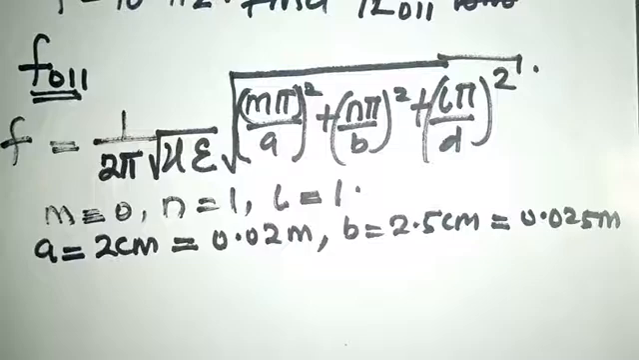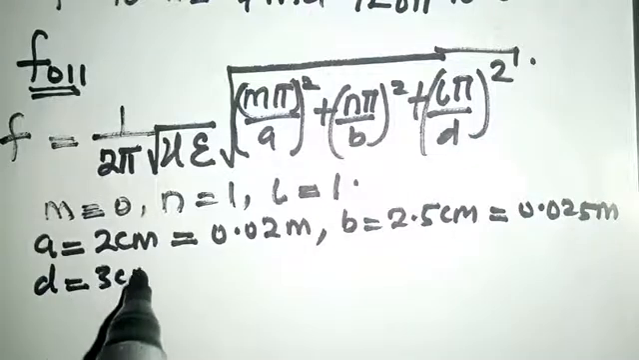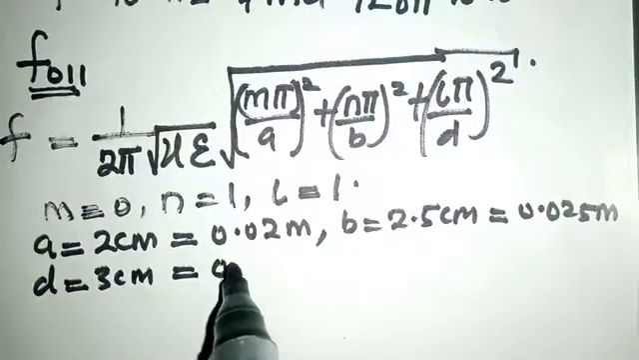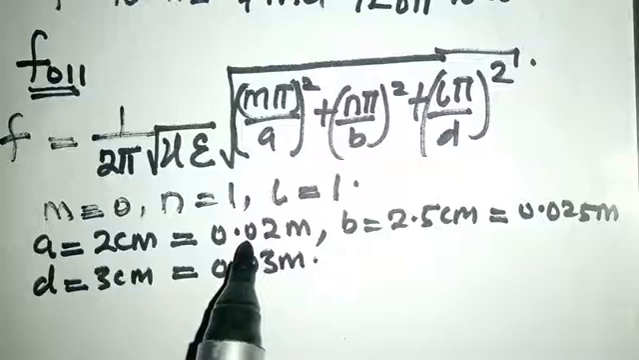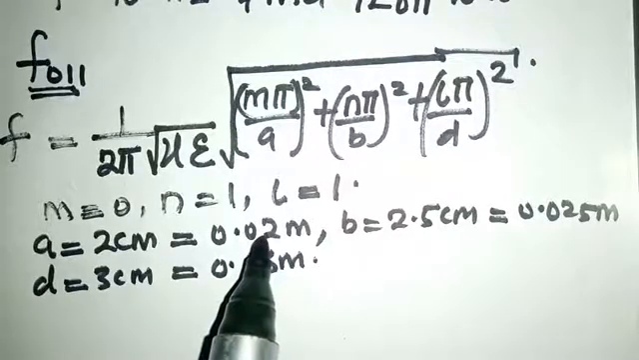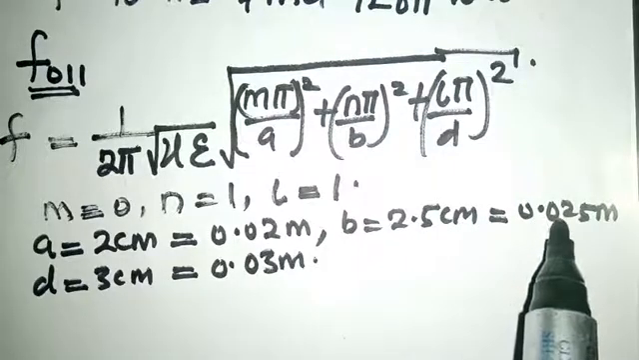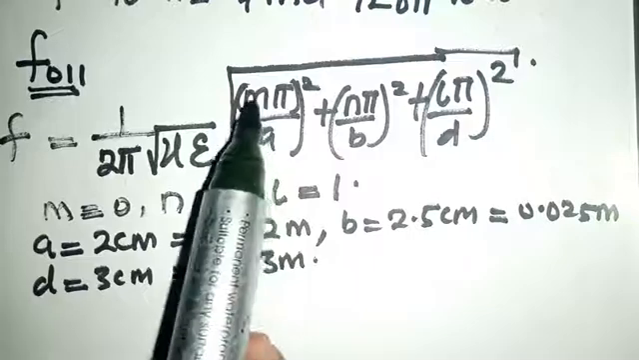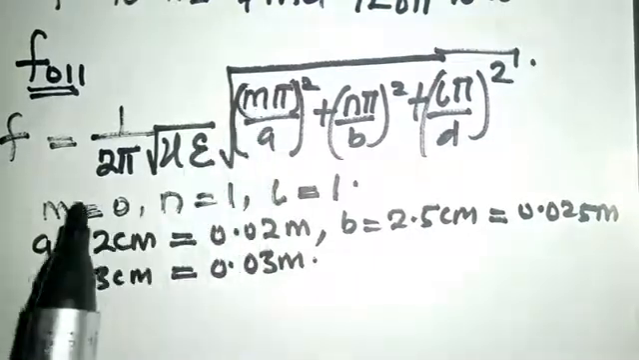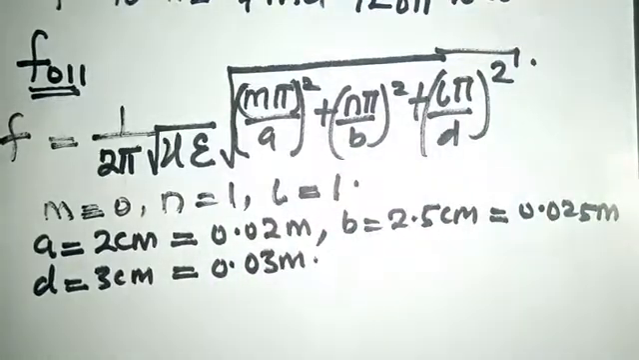And then we are also given d. You are given d as 3 centimeters, which will be 0.03 meters. What did I do? I divided by 100. Converting centimeters to meters is dividing by 100. So whenever you divide centimeters by 100, you have already converted to meters. That was how I changed all these to meters. Then for m, you have 0; for n, you have 1; for l, you have 1. That is what we are going to use to get our frequency.